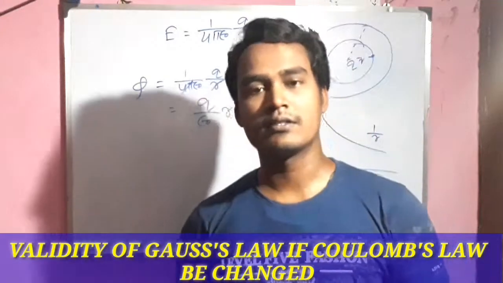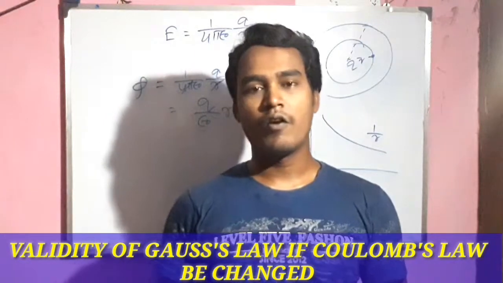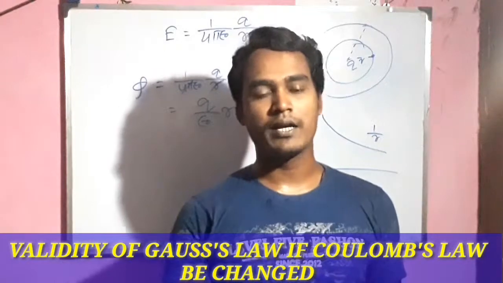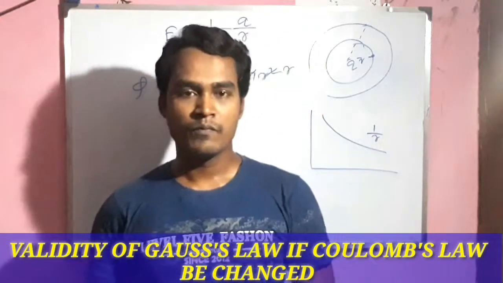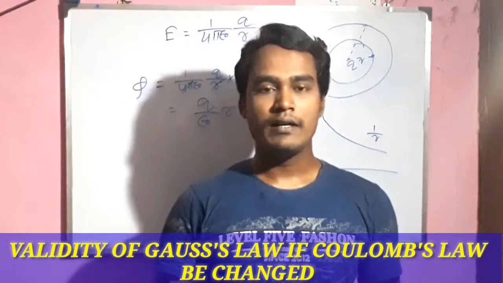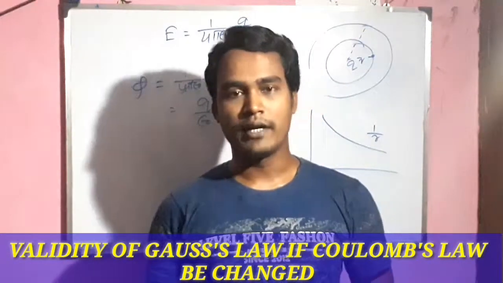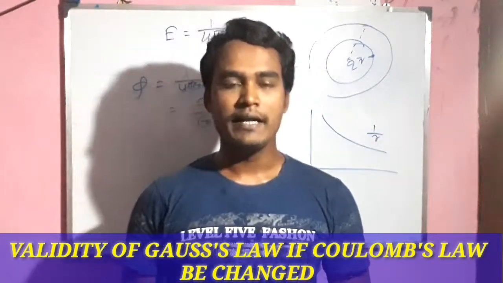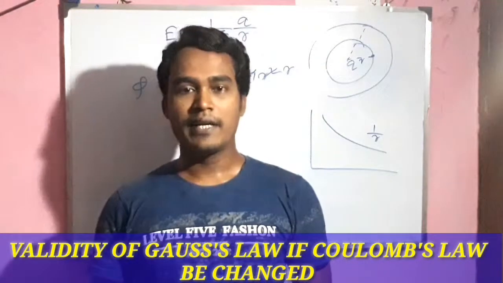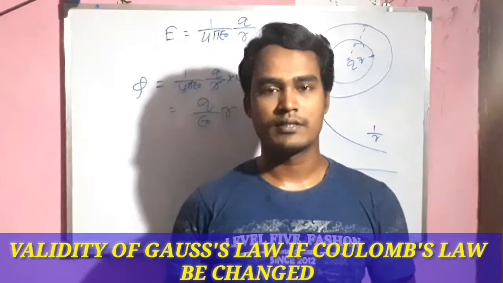So this was the answer to the question: if Coulomb's law has a form deviating from 1 by r square, it may be in the forms of 1 by r cube and 1 by r. We get in both cases that the electric flux will either converge or diverge. In the case of 1 by r cube, the flux will converge, and in the case of 1 by r, the flux will diverge, and in the case of 1 by r square, the flux remains constant for any type of surface.